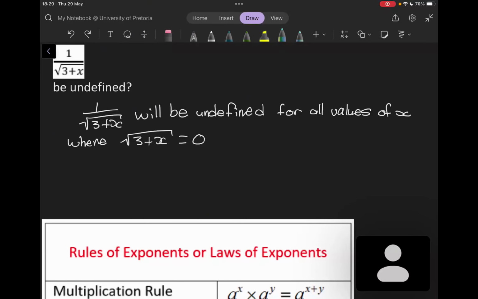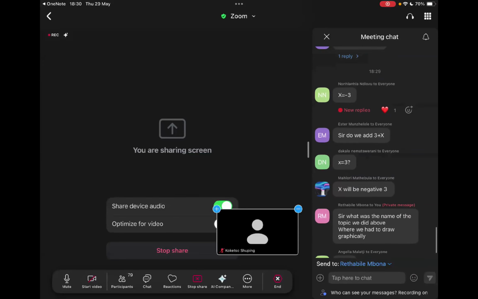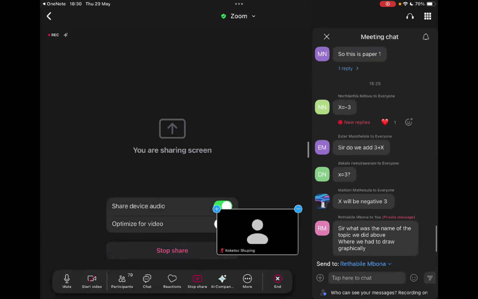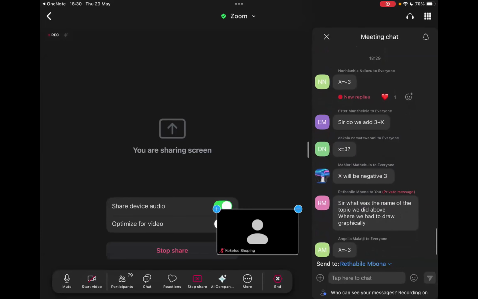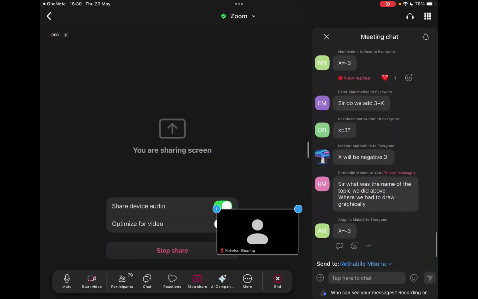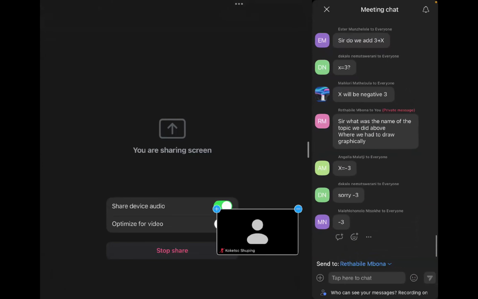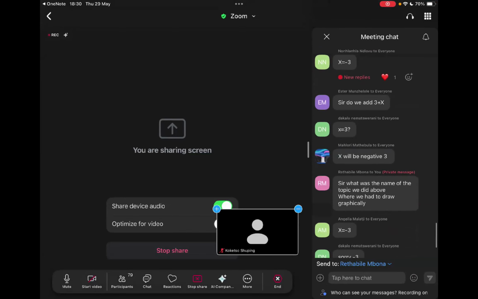I hope everybody is okay with these questions. Let me just check the chat and make sure that you do indeed know how to solve this. Okay, cool. Manjantla says x is equal to -3. That is the correct answer. Well done, Manjantla. Well done, Mashori, Angela and Dakaro, and whoever else had x equal to -3. That's very good.